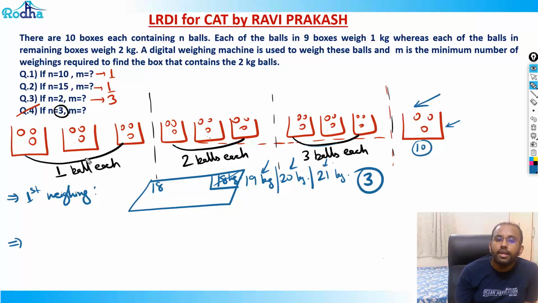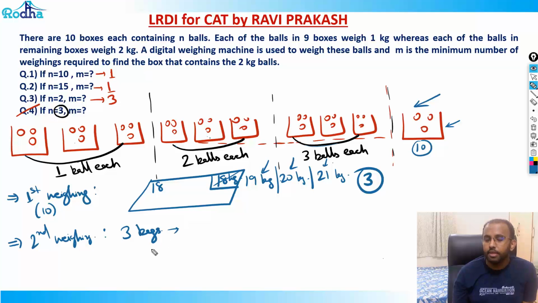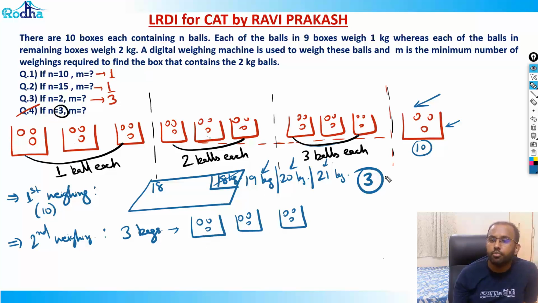Now let's say any three bags. In the first weighing I had 10 bags; in the second weighing I'm left with 3 bags. Obviously each contains 3 balls, so now I can pick distinct numbers and it becomes a normal case. From the first bag I'll pick 1 ball, from the second bag 2 balls, and from the third bag 3 balls. I'll place those 6 balls on the weighing machine: 1, 2, 3, 4, 5, 6.